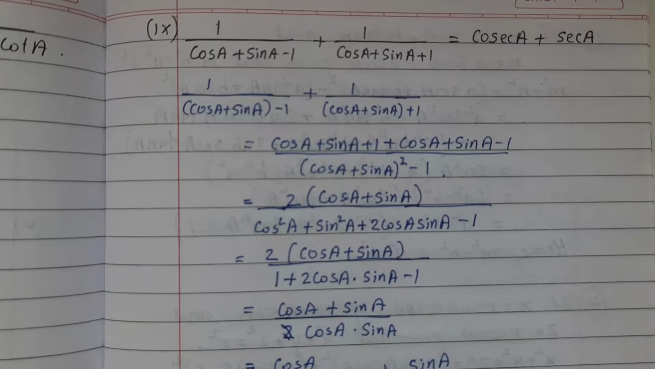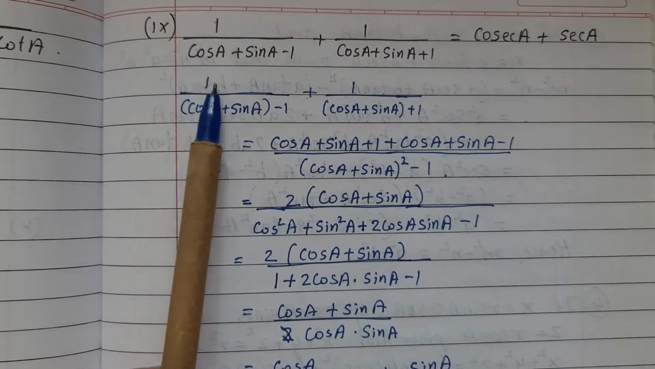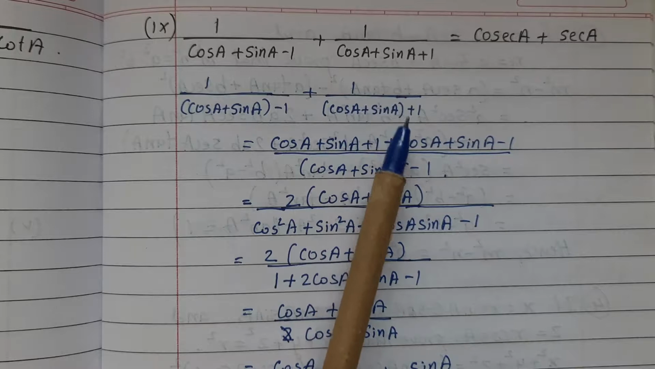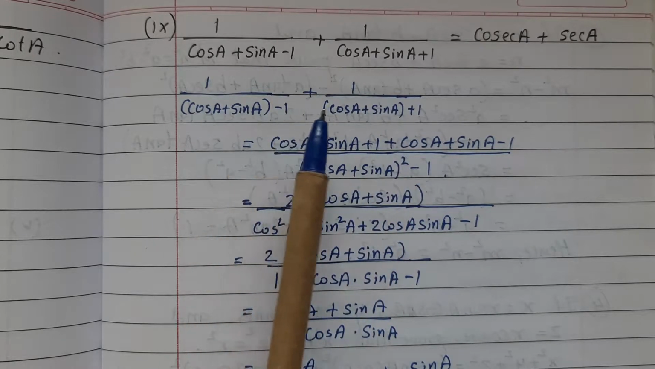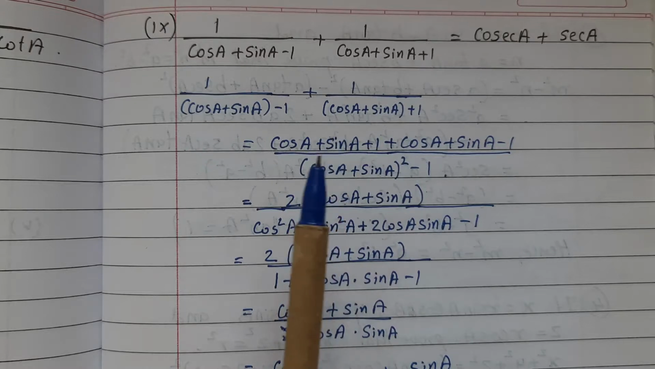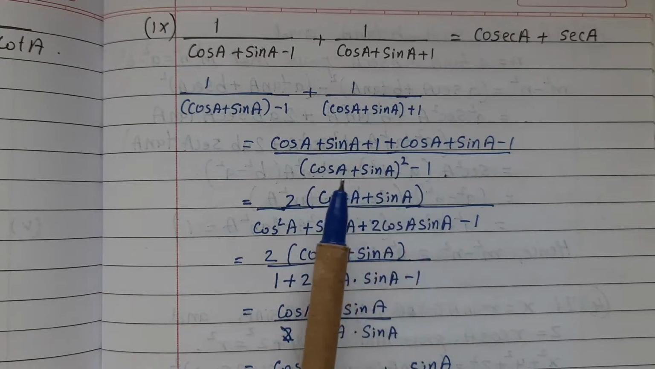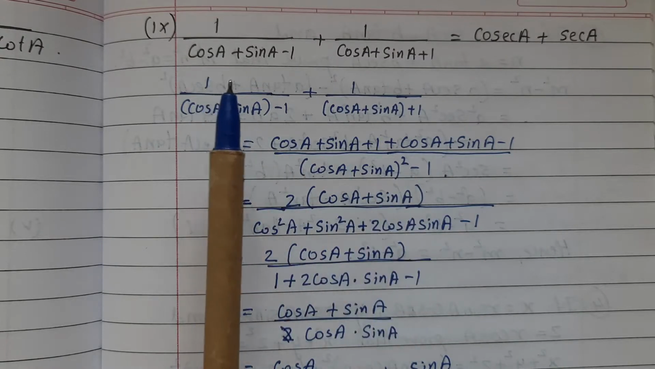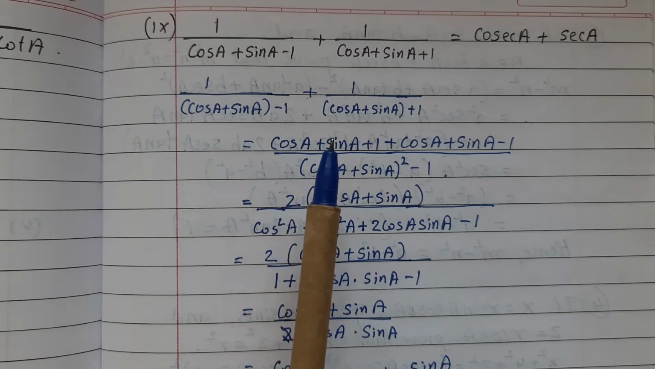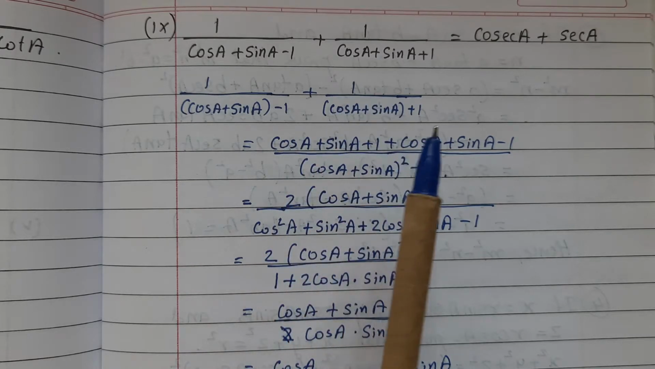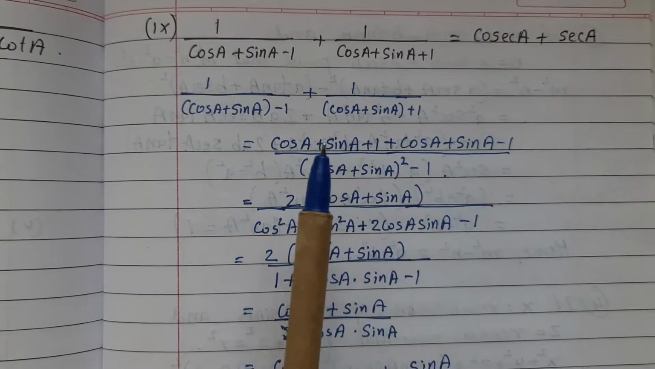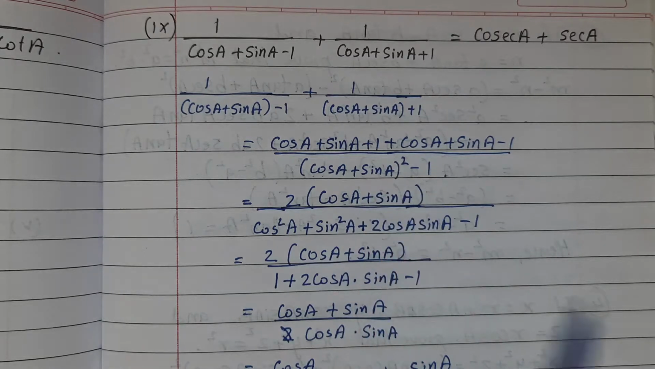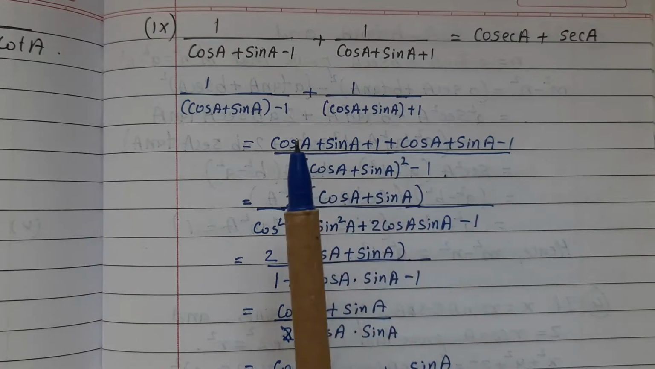Sum number 9, part 9. Left hand side is equal to 1 upon (cos A plus sin A minus 1) plus 1 upon (cos A plus sin A plus 1). A minus B into A plus B, the LCM will be A square minus B square. So the denominator is (cos A plus sin A) the whole square minus 1 square. Therefore multiply and divide this term by cos A plus sin A plus 1, and this term by cos A plus sin A minus 1, upon (cos A plus sin A) square minus 1. Plus 1 minus 1 cancel each other. 2 cos A plus 2 sin A.